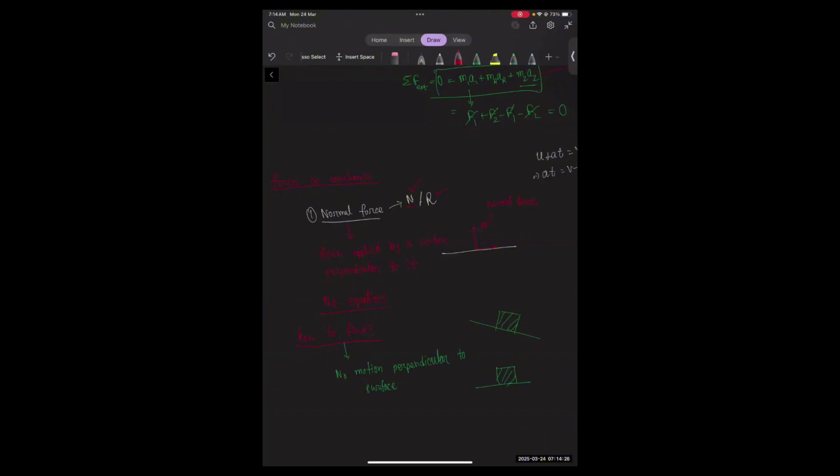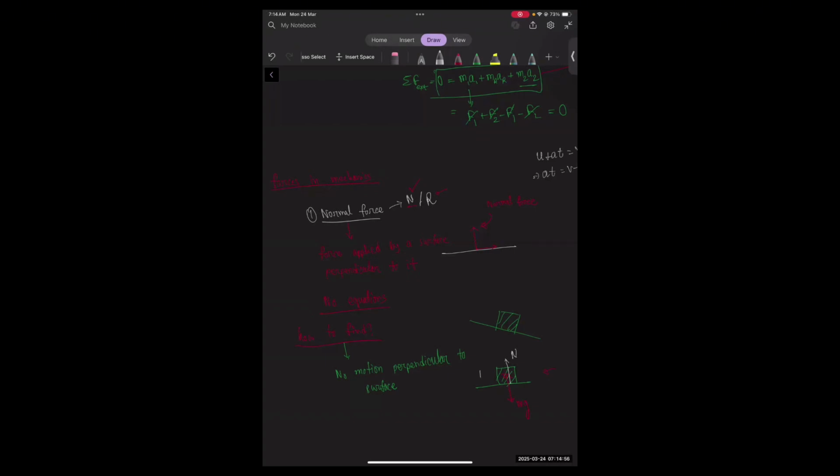Example, let's consider the simplest case. We have a box of mass m, placed on the ground. We want to find the normal force. Gravity gives a force downwards, mg. So it should have an acceleration of g downwards. But what is this surface doing? It is preventing that downwards motion. How? By applying a force perpendicular to it, which has value N.